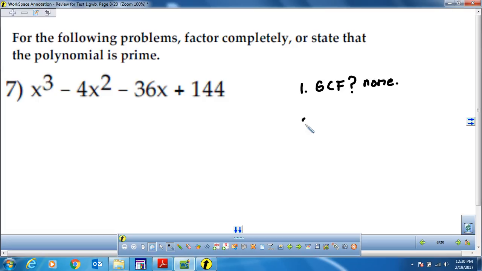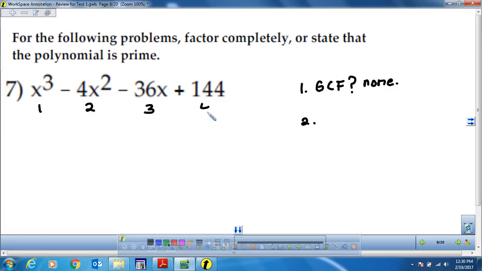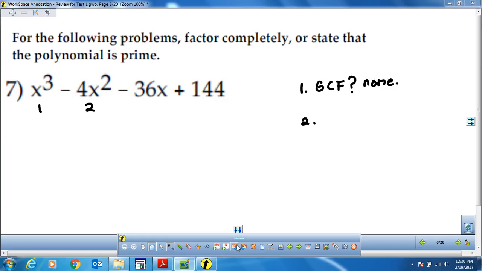So step number 2, we need to determine the correct process to use to factor this expression. And once again, since this polynomial has 1, 2, 3, 4 terms, to factor a polynomial with 4 terms, we use the process called grouping.